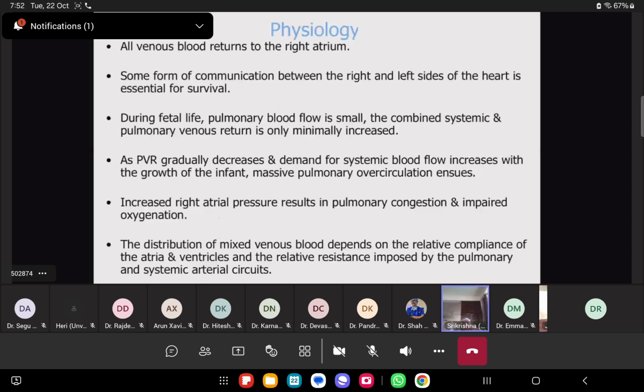minimally increased. After birth, as PVR gradually decreases and demand for systemic blood flow increases with the growth of the infant, massive pulmonary overcirculation ensues. Increased right atrial pressure results in pulmonary congestion and impaired oxygenation. The distribution of the mixed venous blood depends on the relative compliance of the atria and the ventricles and the relative resistance imposed by the pulmonary and the systemic arterial circuits.